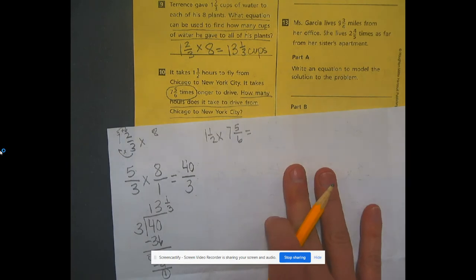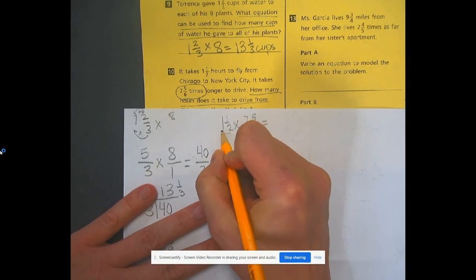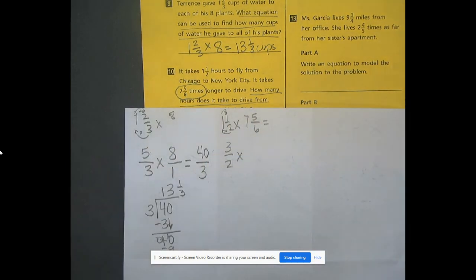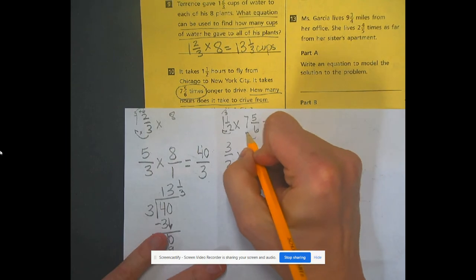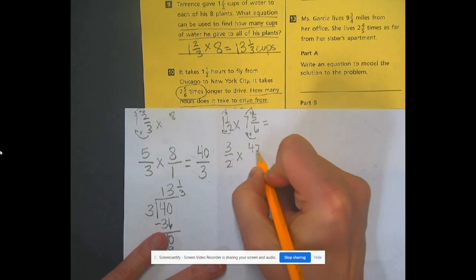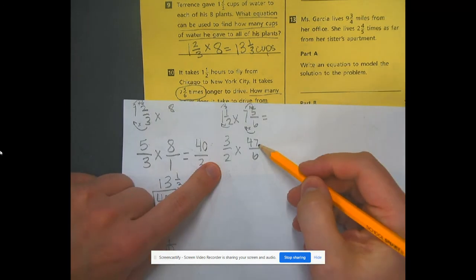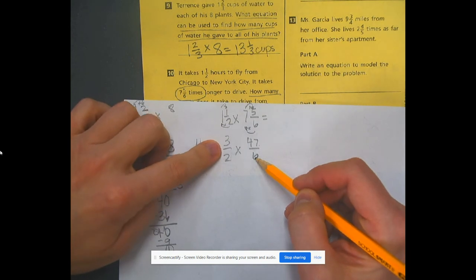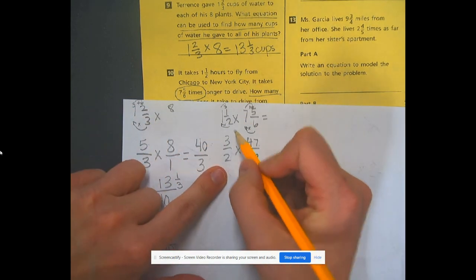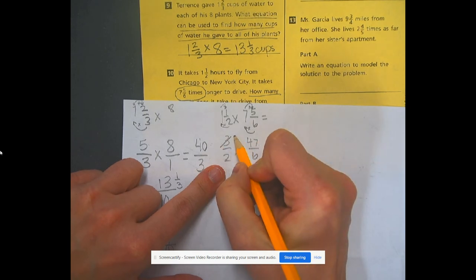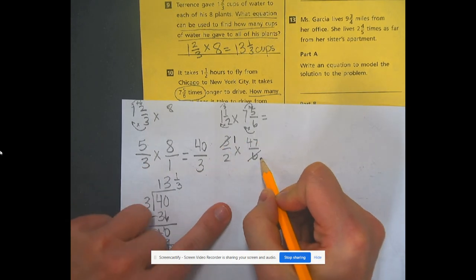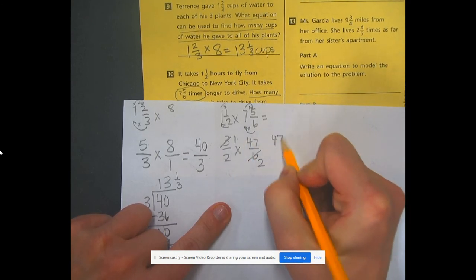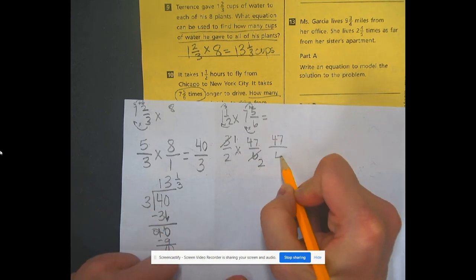Okay, what's 1 1/2 as an improper fraction? 3 halves times, and 7 and 5/6 as an improper fraction is 47/6. Good. Okay, can 2 and 47 be divided by anything? No, because 47 is odd, right? Can 3 and 6 be divided by anything? Yes, they both can be divided by 3. 3 divided by 3 is 1. 6 divided by 3 is 2. 1 times 47 is 47. 2 times 2 is 4. Now what?